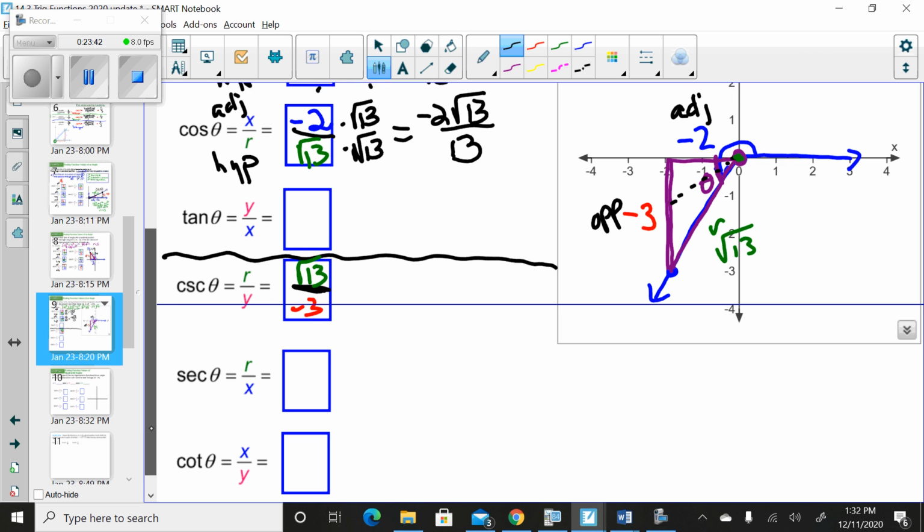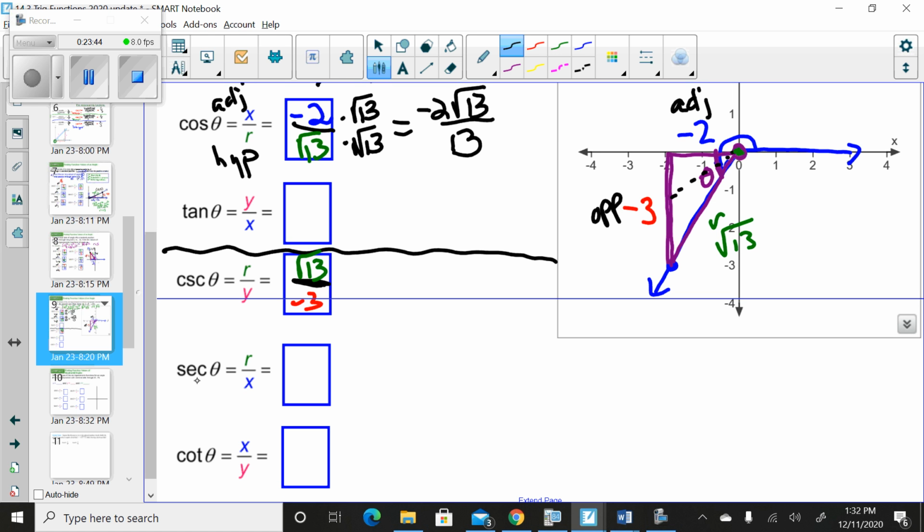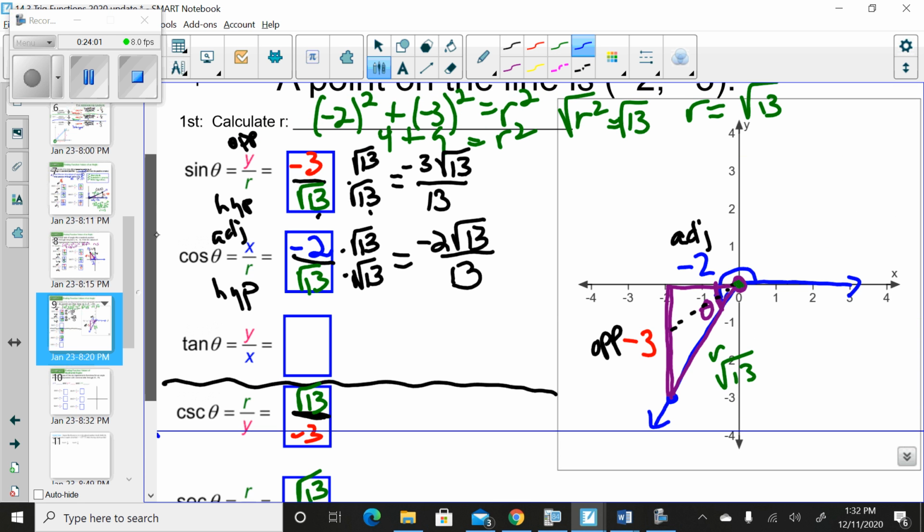Okay, now which one on the bottom is the reciprocal for cosine? That one's the secant, right? So we're going to flip our original function here for cosine. We're going to do the reciprocal. So it's actually going to be square root of 13 over -2, trying to color code here. This one, again, we don't have to rationalize because we already have a whole number on the bottom, which is great. So we don't ever have to rationalize one of them.